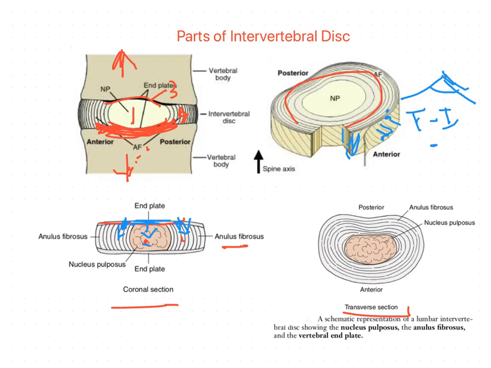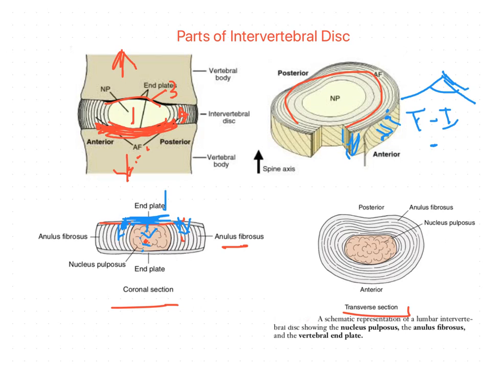Also here, the collagen fibers in the end plate are arranged horizontally to withstand the swelling pressure of the nucleus pulposus, which occurs when the nucleus imbibes water or is subjected to axial compression. So these are all the parts and the functions of the intervertebral discs.